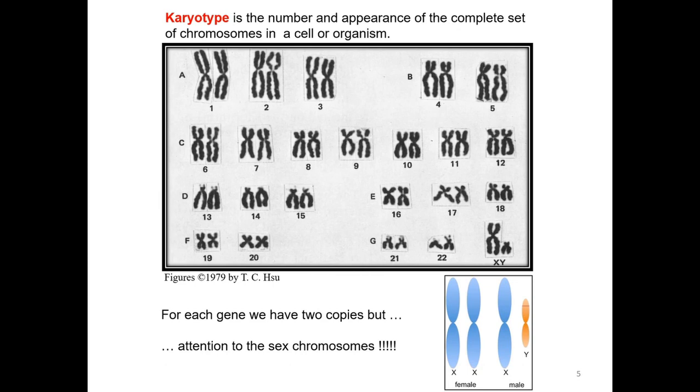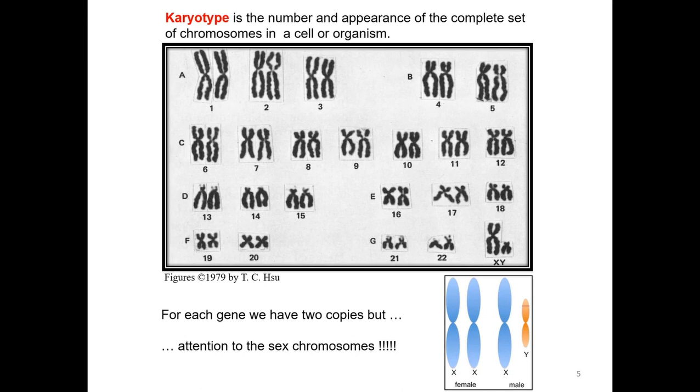So before moving on with the disorders, it's important to look at some concepts of genetics. The first one is karyotype. And karyotype is the number and appearance of the complete set of chromosomes within a cell. And the karyotype presented here is a human karyotype coming from a human cell. And in this case, we have a male.